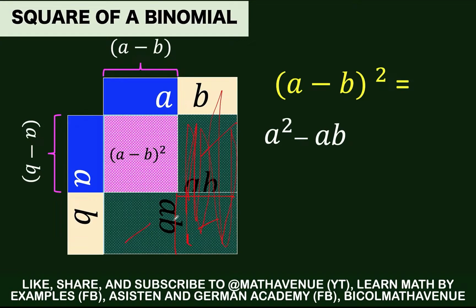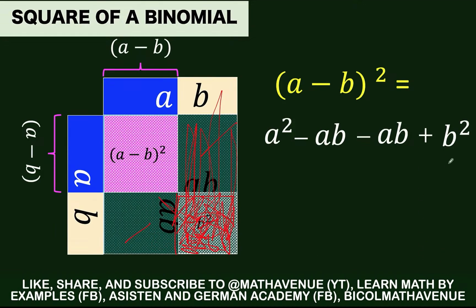Now, if we subtract another AB, notice that this part here is counted twice because there is an overlap. That's why if we subtract minus AB here, we have to return this overlap. And what is this overlap? This is B times B, which is B squared. We need to return that. That's why we have plus B squared. And by doing so, what's left would only be the square of A minus B. We already removed these outside areas.